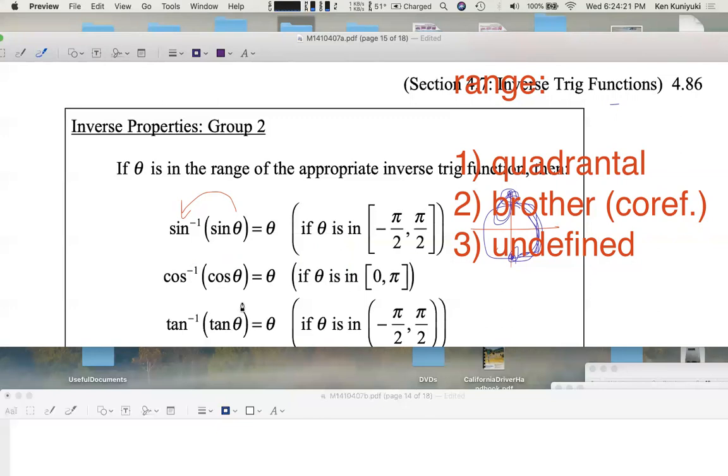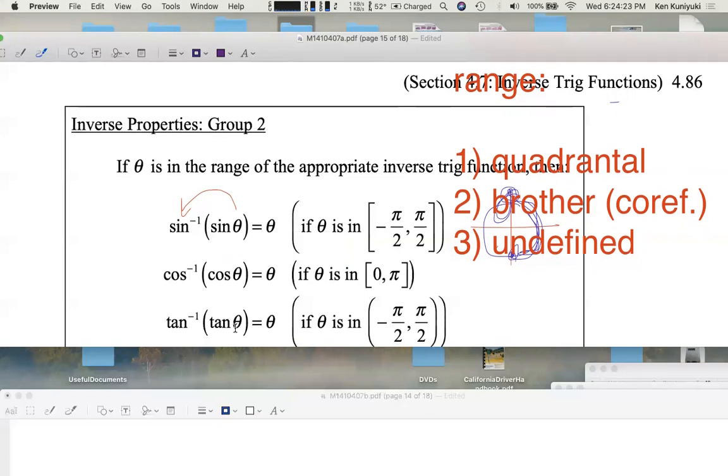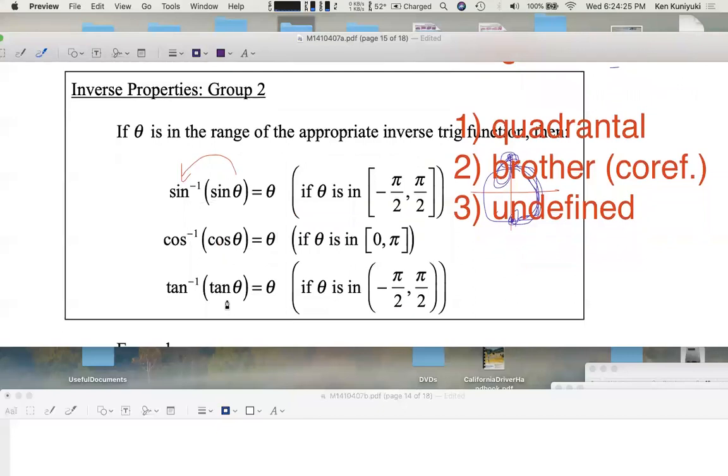Undefined, well, that could happen in the tangent case down here. Here, tangent has some restrictions, because if you try to plug in pi over 2 for tangent, tangent will have none of it. Tangent of pi over 2, you're dead right there. That's undefined. The whole thing blows up. So tangent is not so liberal in this case.